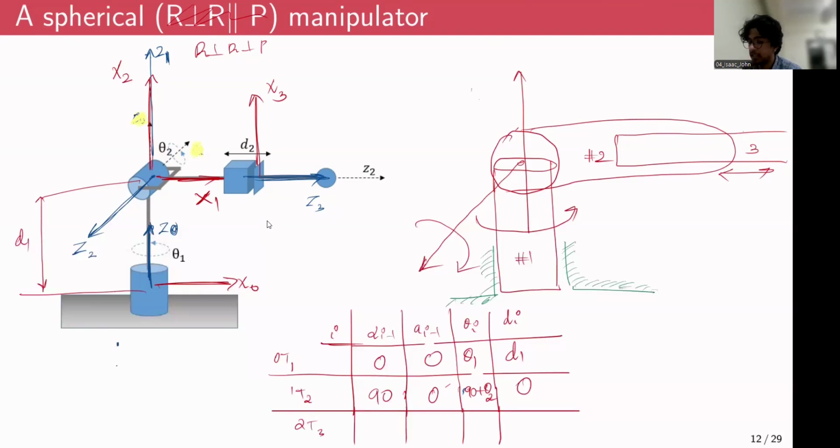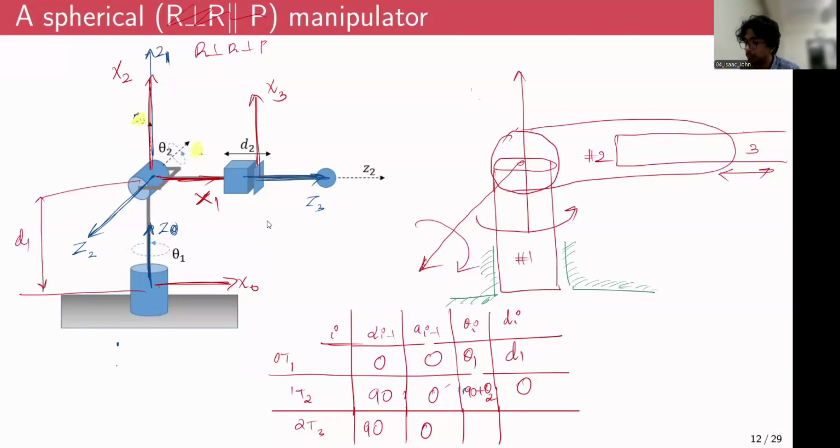So again, the link twist angle. Z2 is like this, Z3 is like this, so they are perpendicular. You have to rotate 90 degrees about Z2 so that Z2 and Z3 are aligned. So the link twist angle is again 90 degrees. And now the link length along X2: you don't have to move along X2, because they are already aligned in a horizontal line. So there is no need to move along X2 to make up for any offsets.